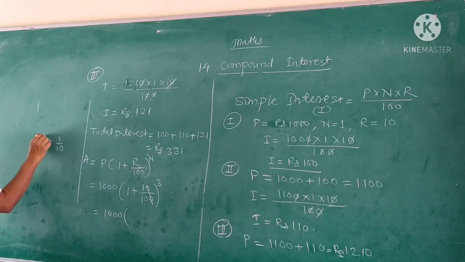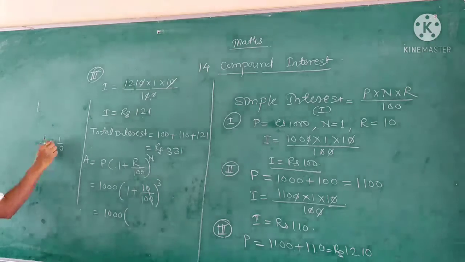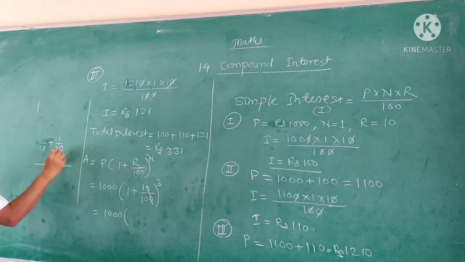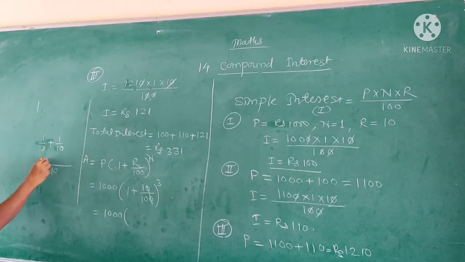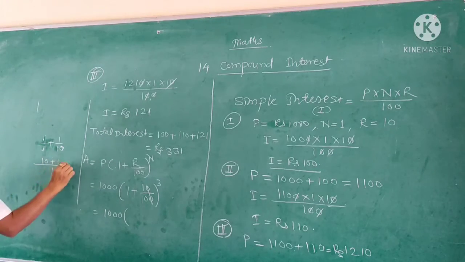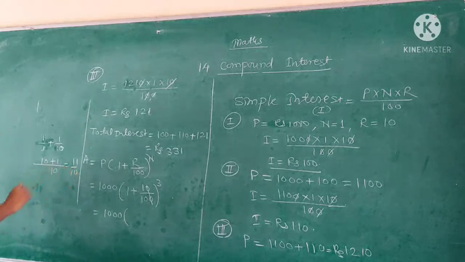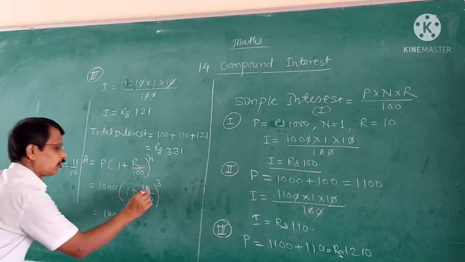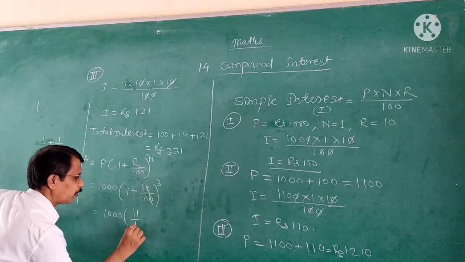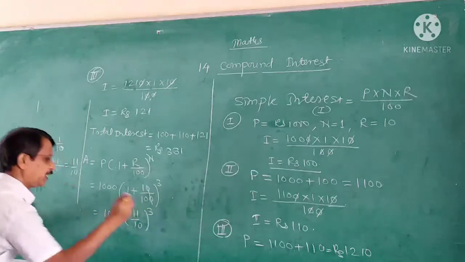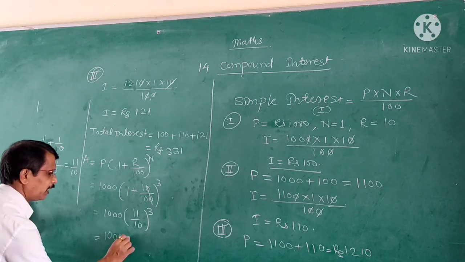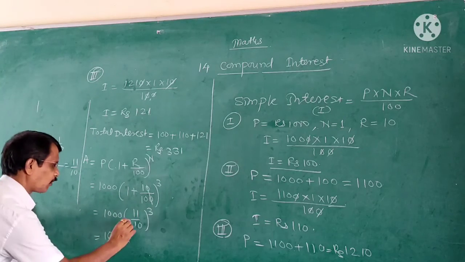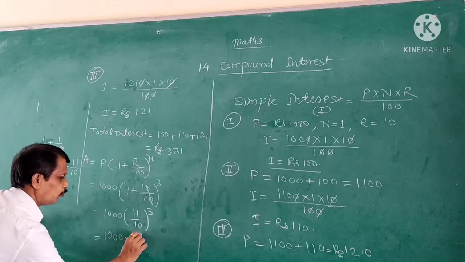Addition, you have studied it in 5th standard. Product of denominators 10, cross multiplication, 10 plus 1 is equal to 11 upon 10. So solving this bracket, the answer is 11 upon 10, bracket cube, is equal to 1000 multiplied by 3 times. Cube means 3 times.